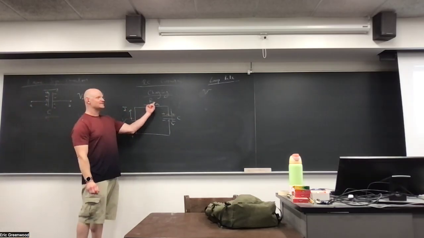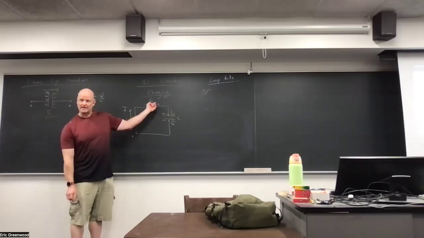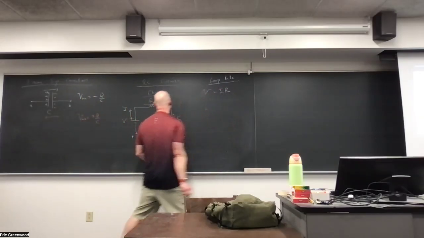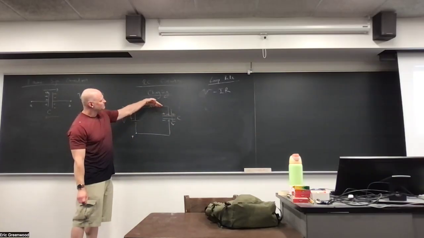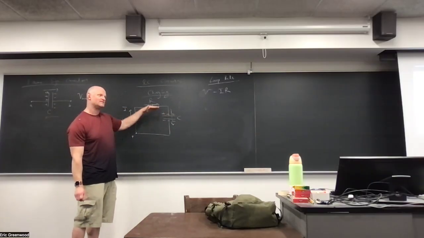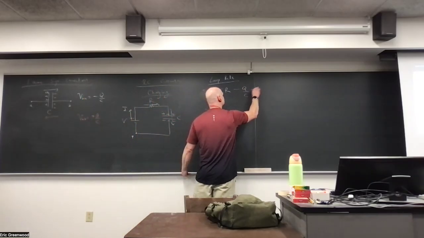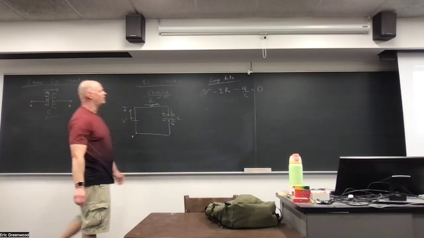Now we're going to go across the resistor in the same direction as the current. Is that positive or negative? Negative. So I'm going to get a minus I times R. And then we're going to go across the capacitor from the positive side to the negative side. Is that positive or negative? Negative. Good. So I'm going to get a negative Q over C, and the sum is equal to 0.